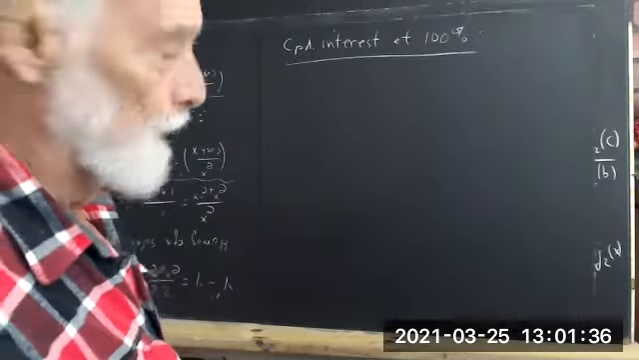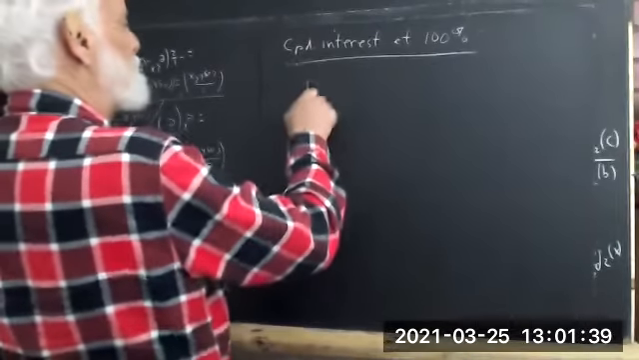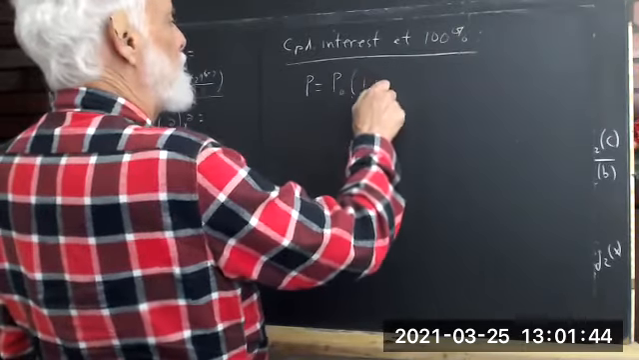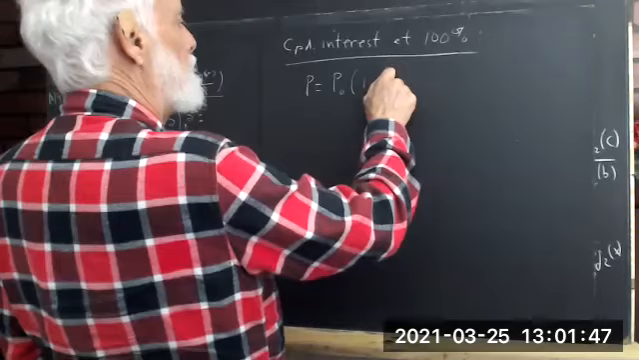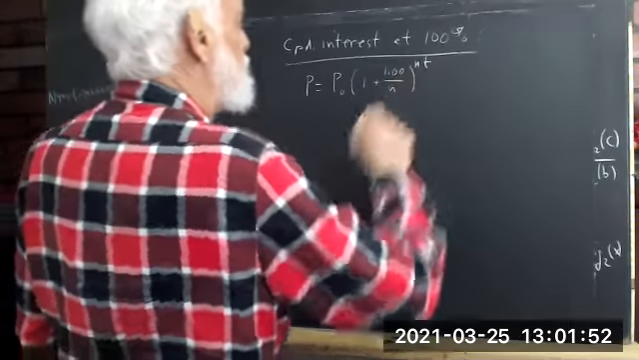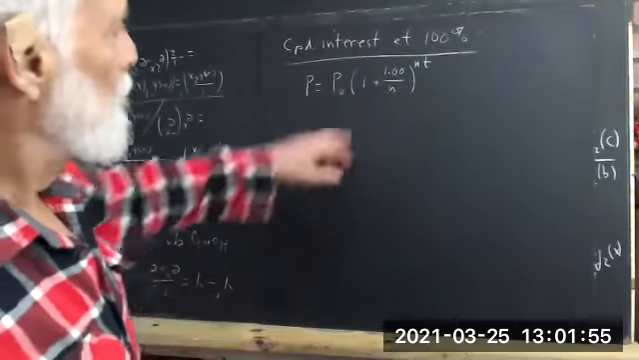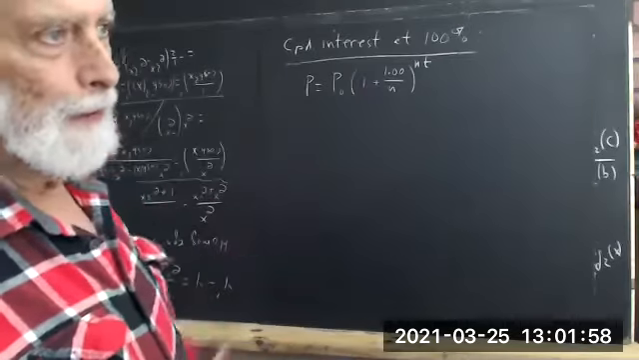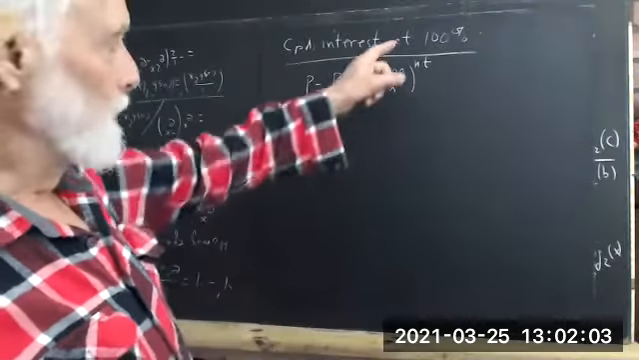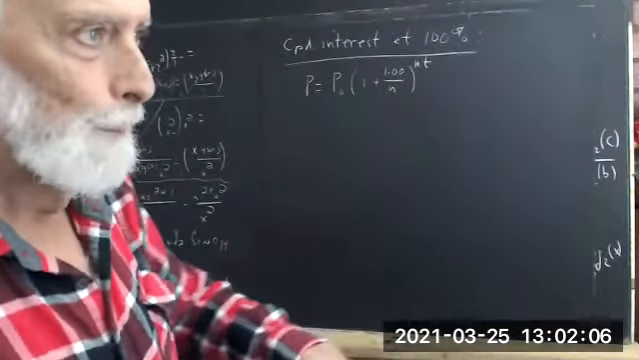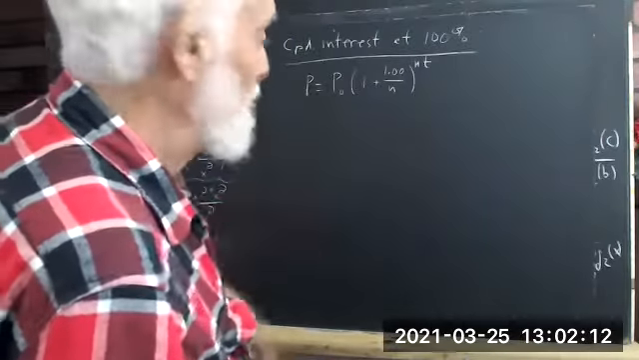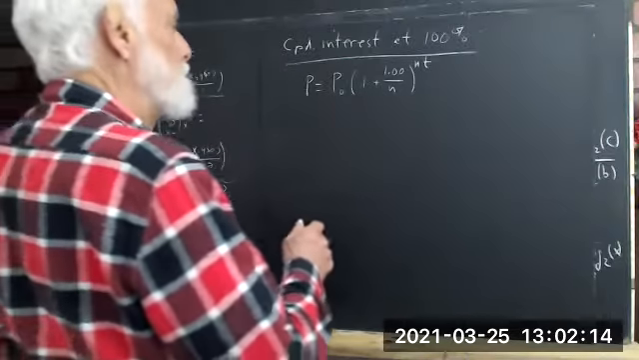Compound interest at 100%. Well, you're 1 plus r over n to the nt. At 100%, r is 1. 100% expressed as a decimal is just 1. I wrote it as 1.00 just to emphasize that. Could have just written 1 over n. And that's what I'm going to do in subsequent steps.